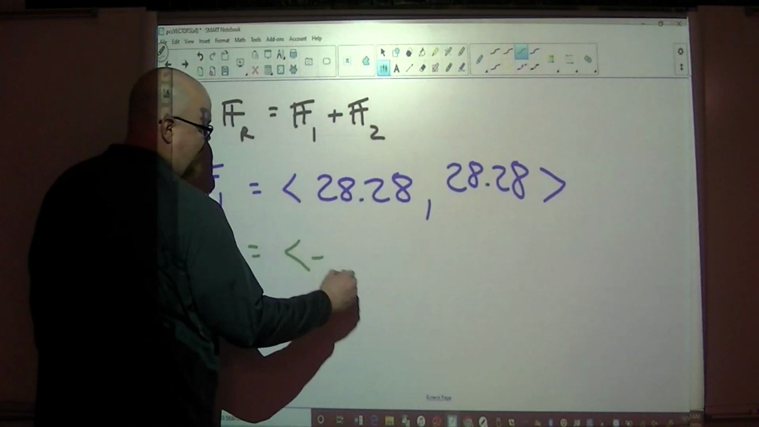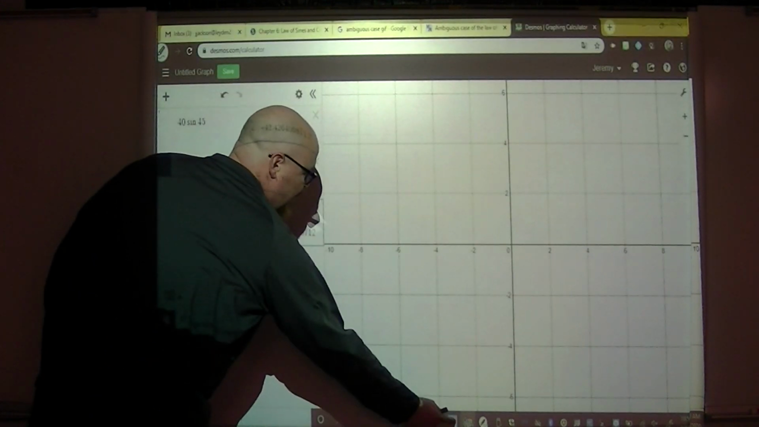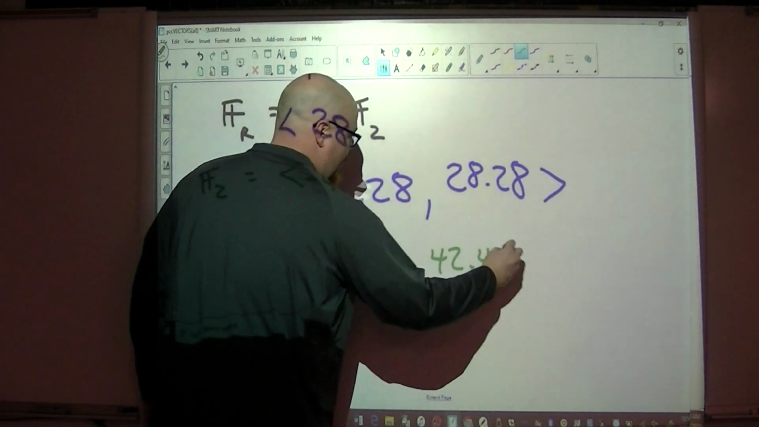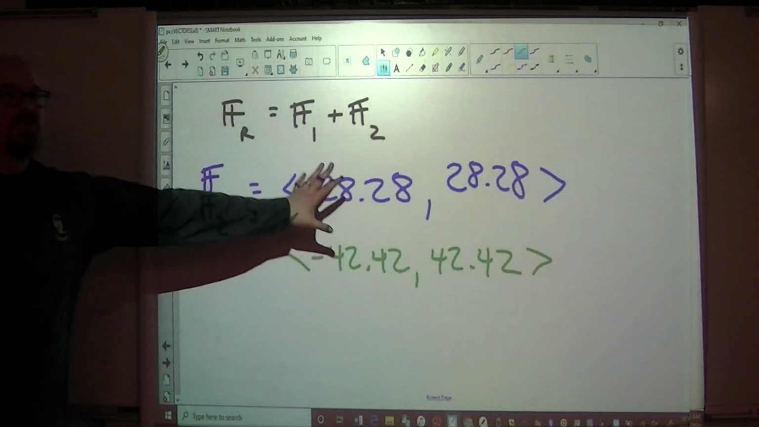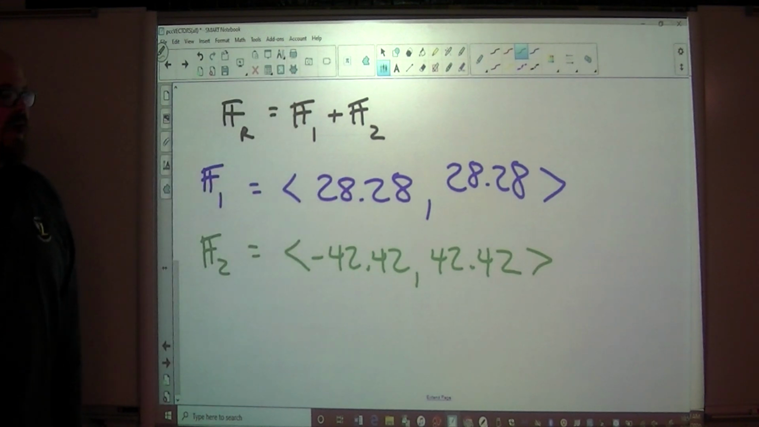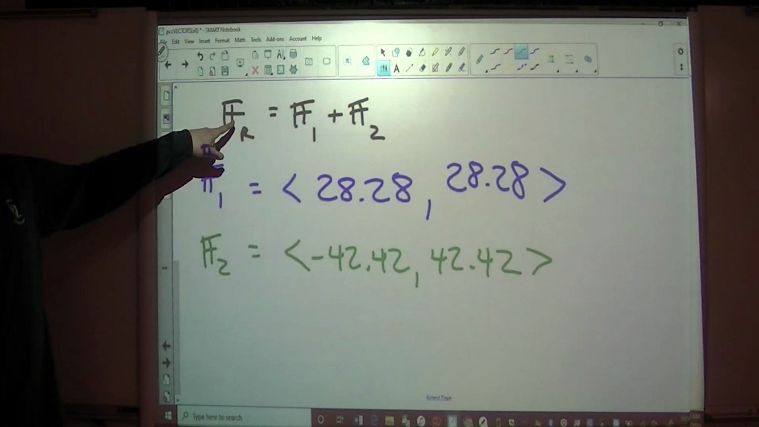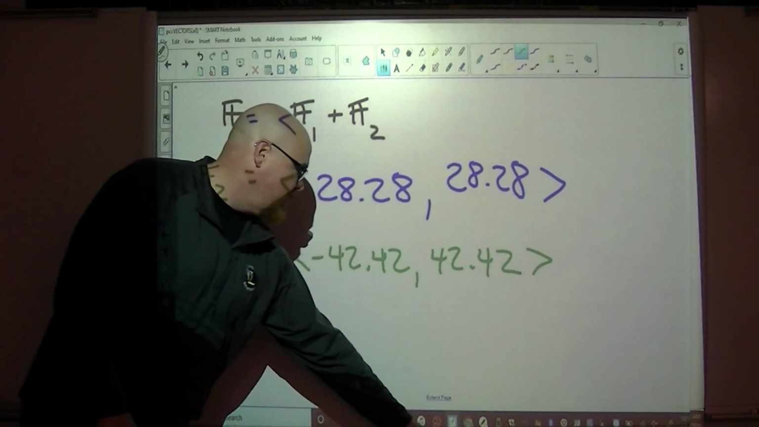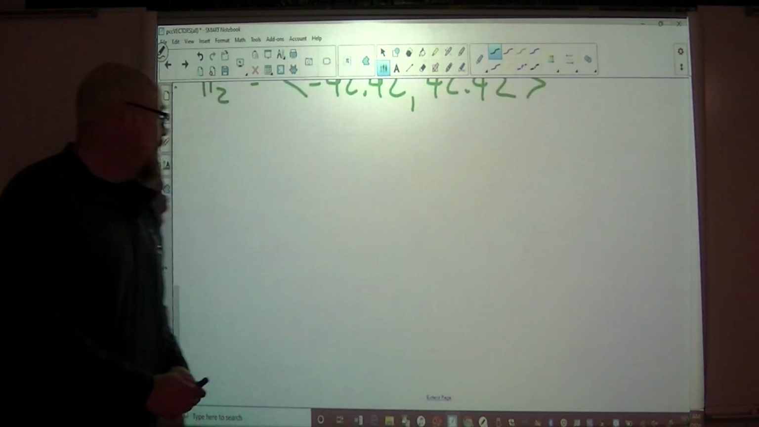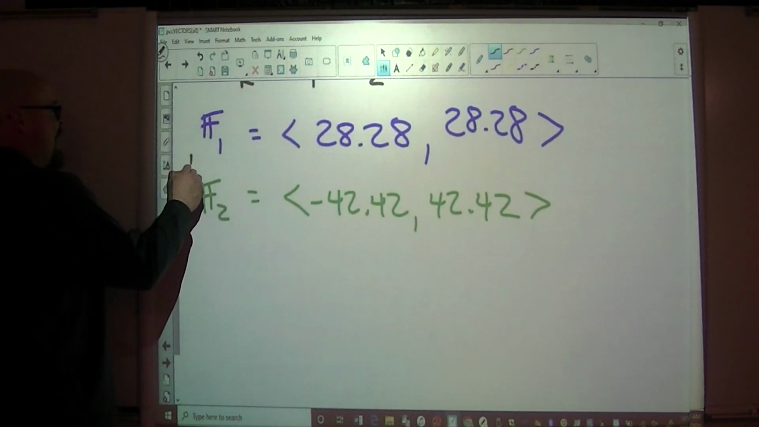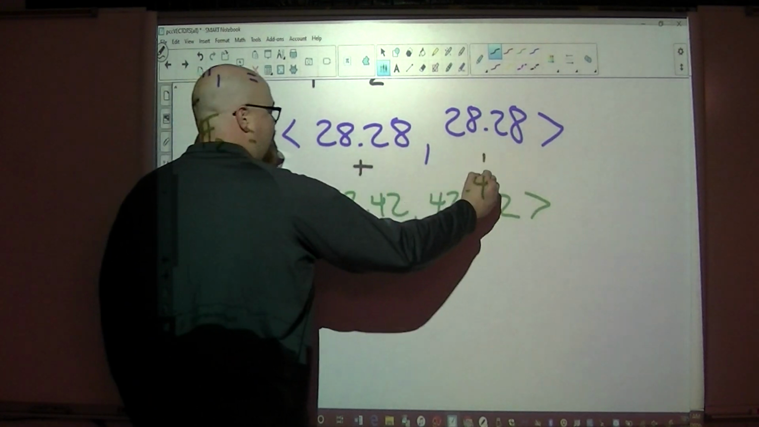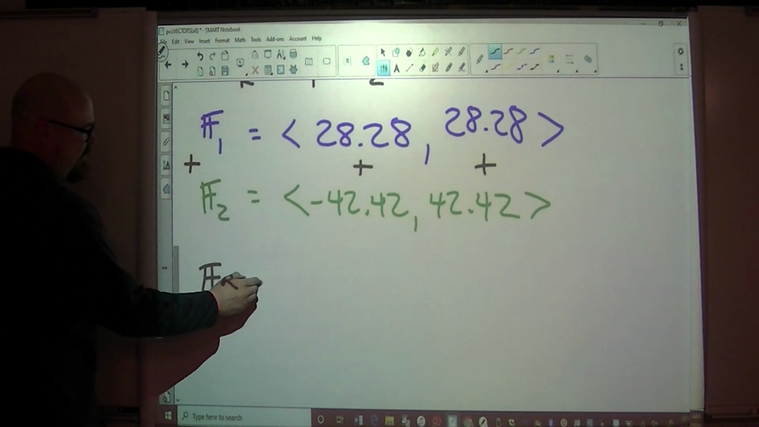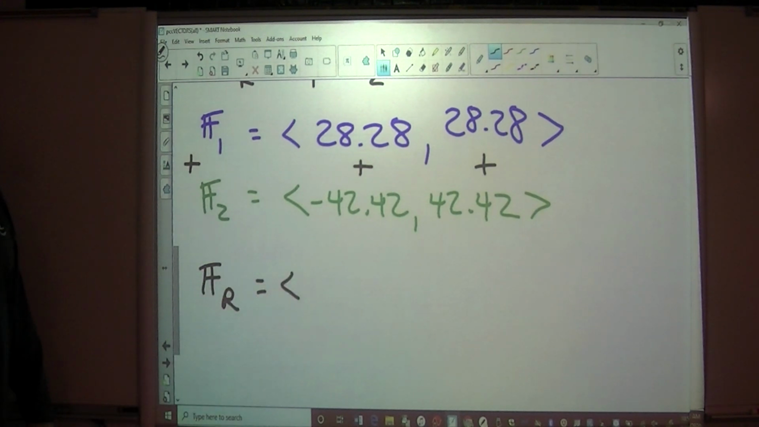The difference here is negative 42.42, positive 42.42. So these are the components in decimal form, real number format, than what we had before. So to find the resultant force, I'm going to add these two forces together. And here's how I'm going to show that. I'm going to add these. So I'm just going to add straight down. Force vector 1 plus force vector 2 gives us the resultant force here.